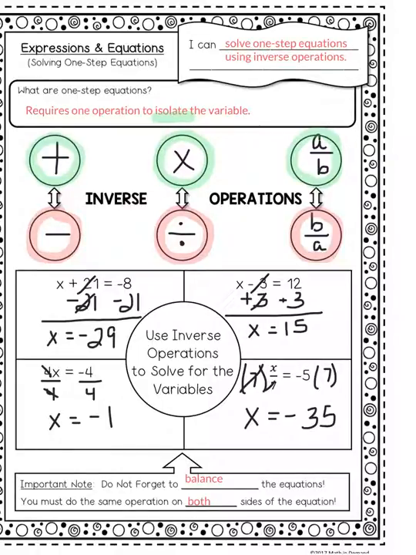You'll notice the important note. Do not forget to balance the equation. Whatever you do to the left side, you must do it to the right side. Whatever you do to the right side, you must do to the left side. You must do the same operation on both sides of the equation, and I want to see the work.